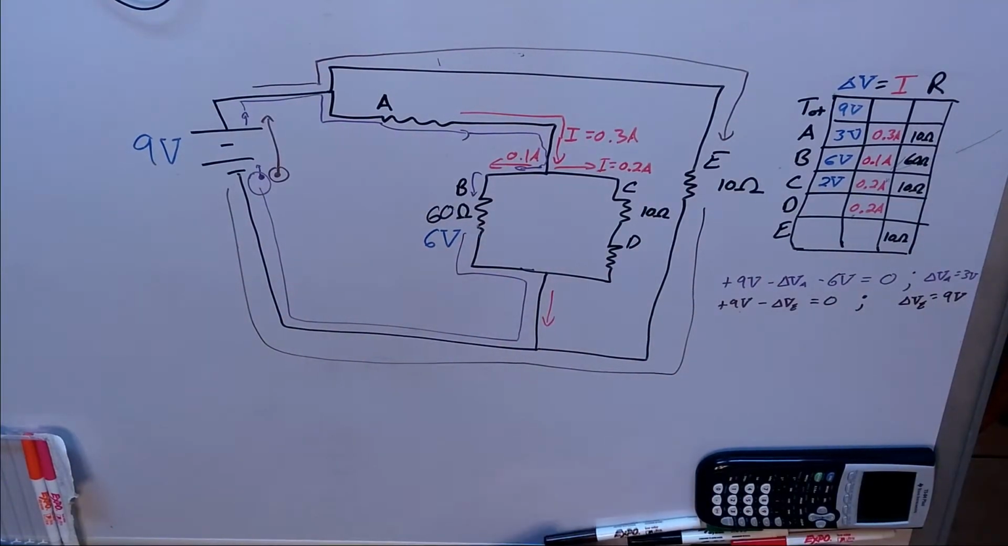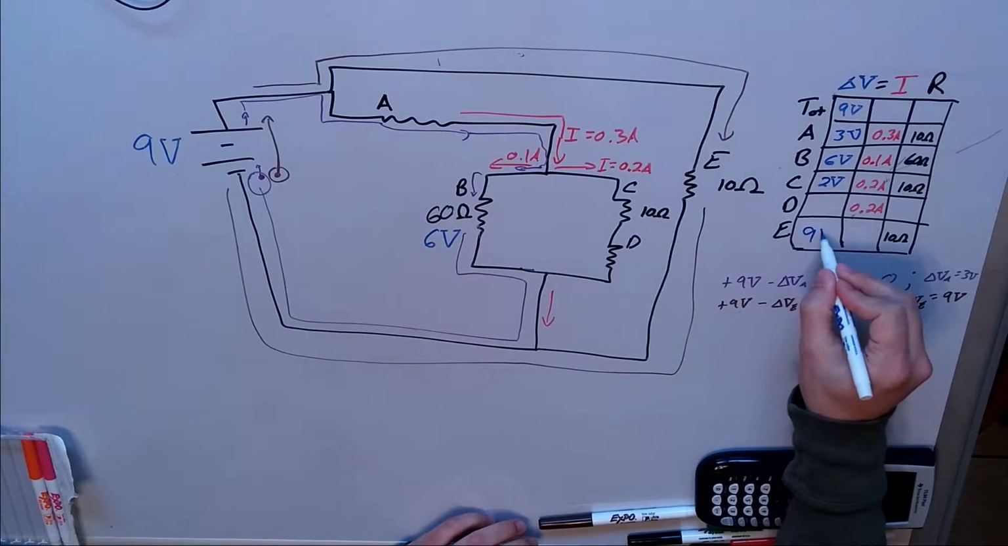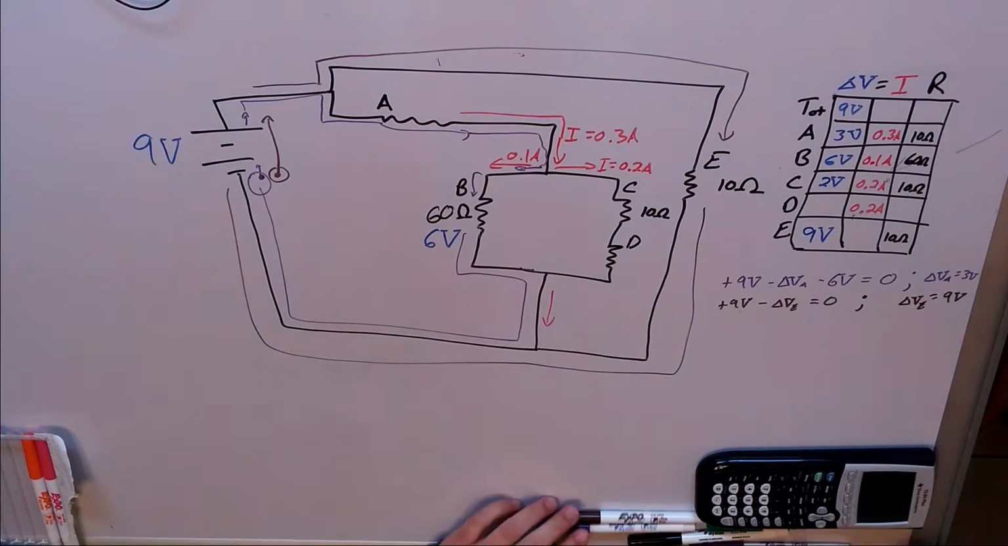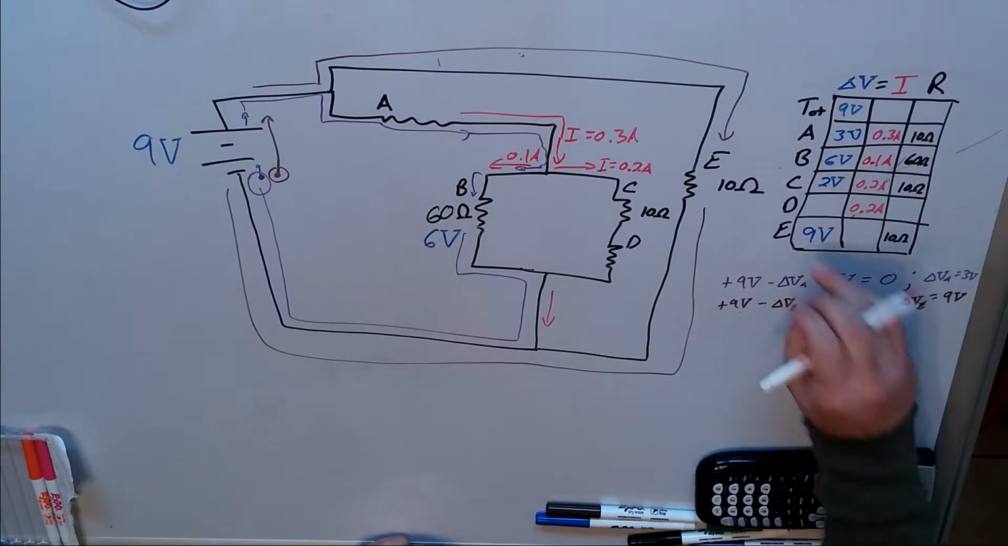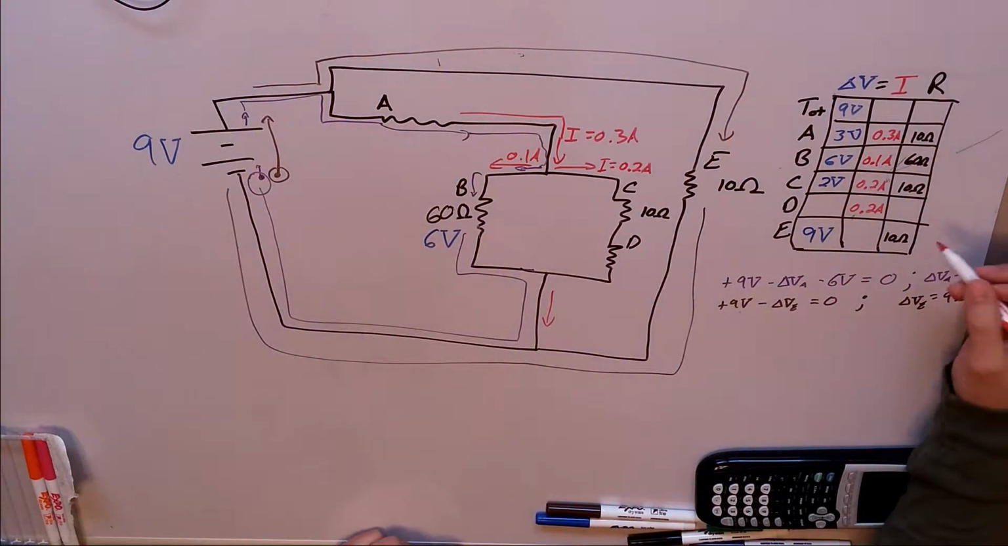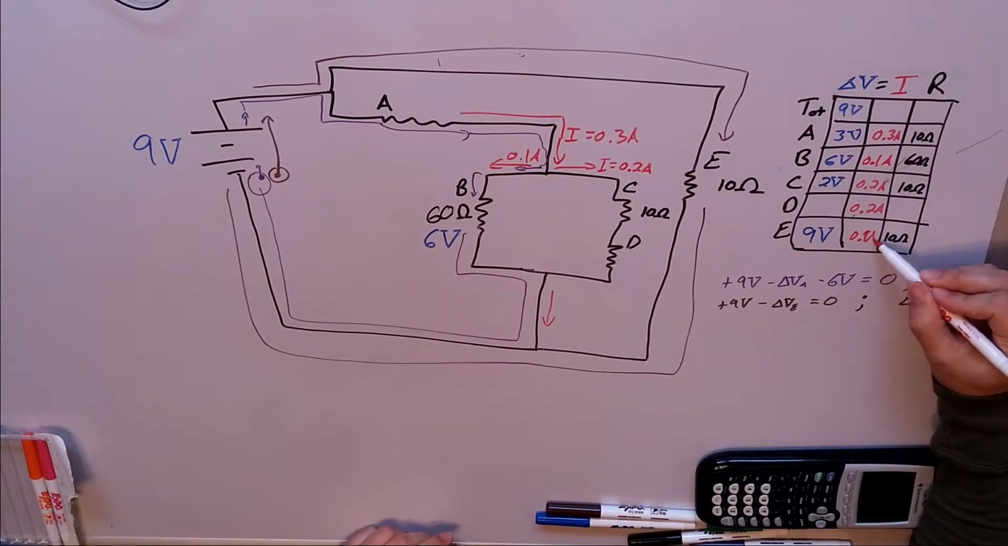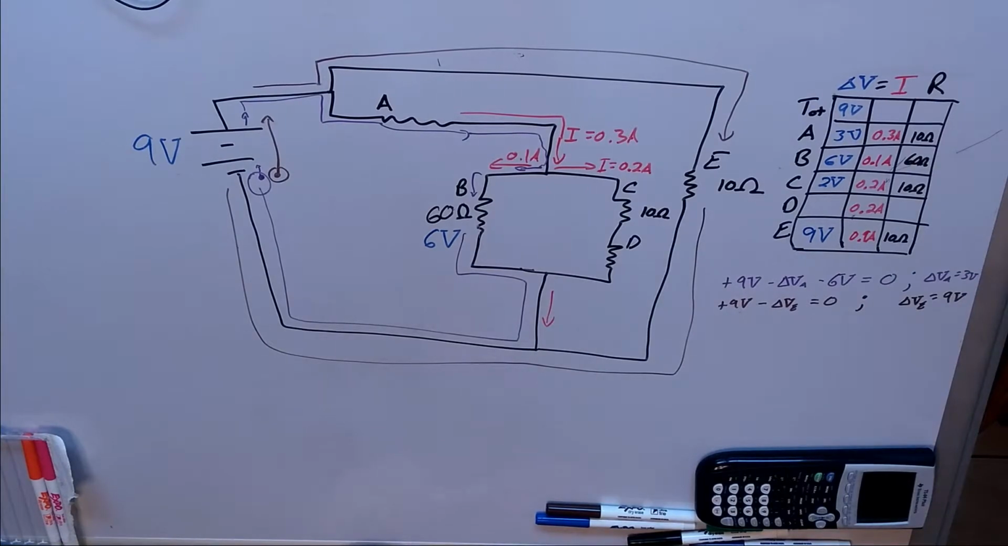Great. 9 volts. And now that I've got this filled in, I can apply Ohm's law. 9 volts equals our current times 10 ohms. So we've got 0.9 amp, because I would have 9 divided by 10. Great. We're doing pretty well.